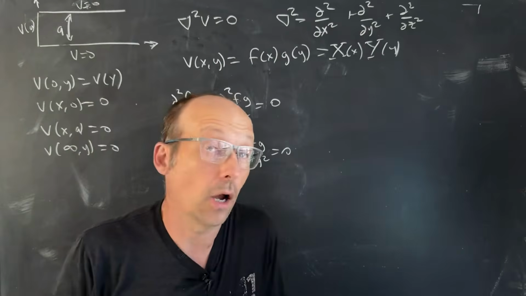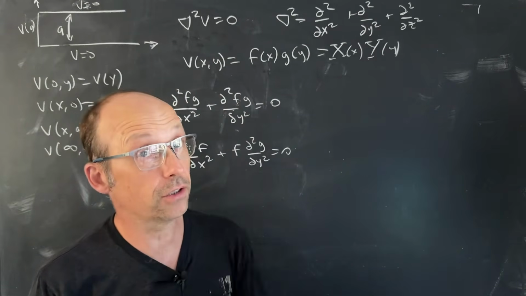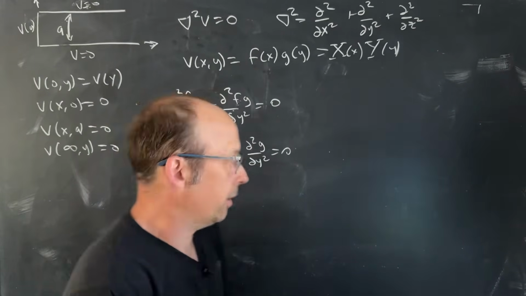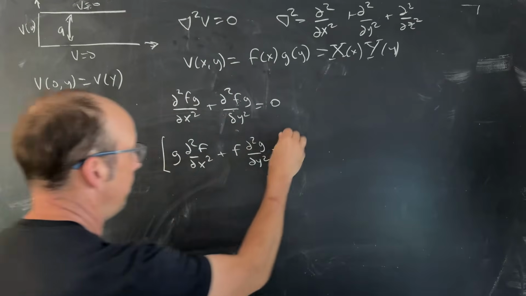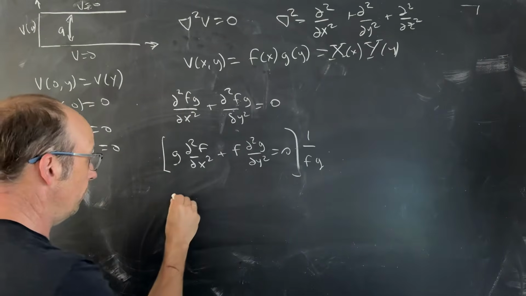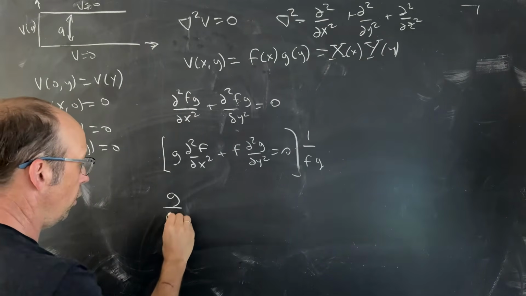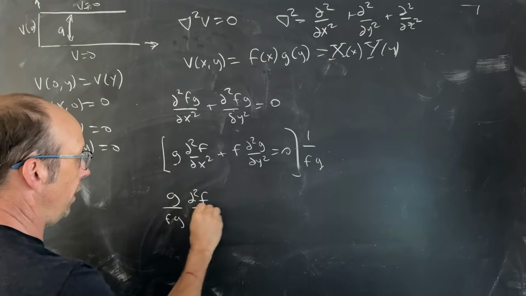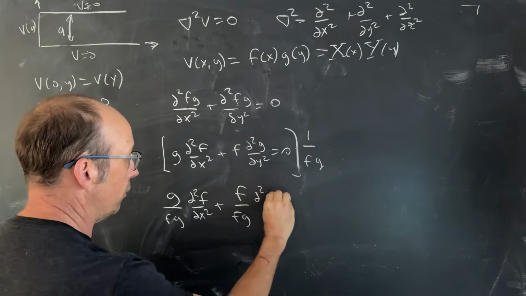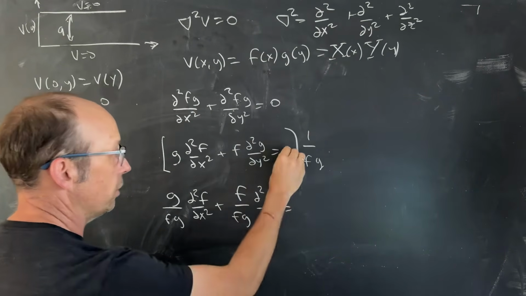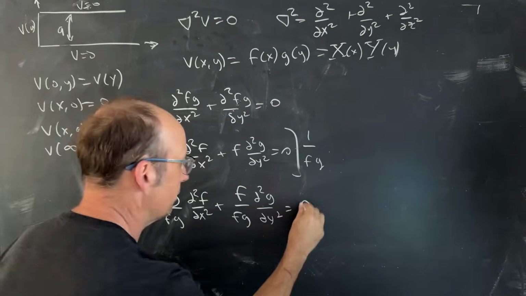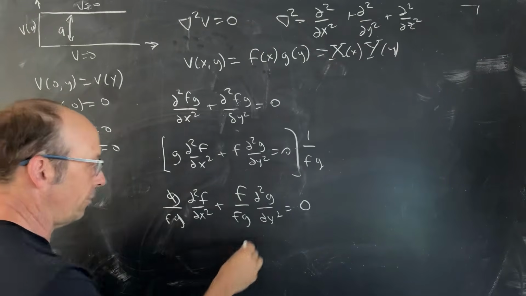And you may think, hey, we're still in the same boat. We still have 2 functions and 2 different derivatives, so that's a problem. Trick. There's a bunch of tricks here. Okay. Trick. I'm going to multiply both sides of the equation by 1 over fg. If I do this, I'll write it out: g over fg times the second partial of f with respect to x, plus f over fg times the second partial of g with respect to y, equals 0 over fg, which is 0.